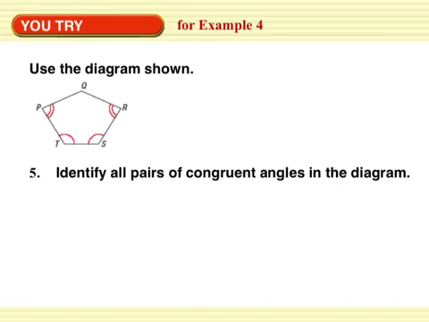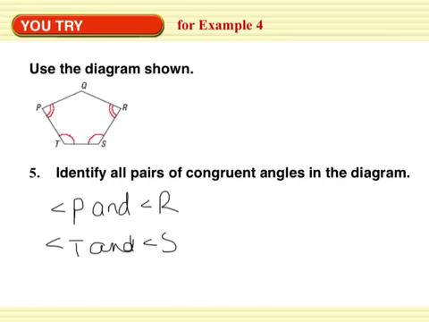Use the diagram shown. This is a you try. I'm going to push pause. Work it on your own. Pretty simple. Identify all pairs of congruent angles in the diagram. Angle P and R are congruent because they have two arcs. Angle T and S are congruent because they have one arc.